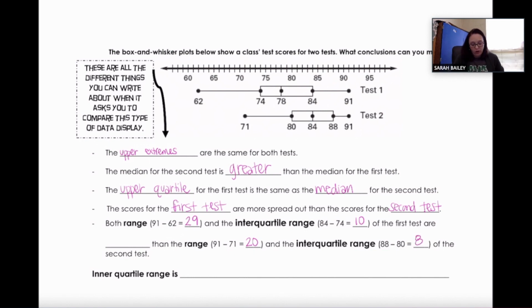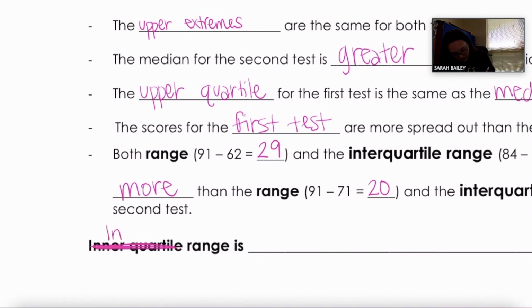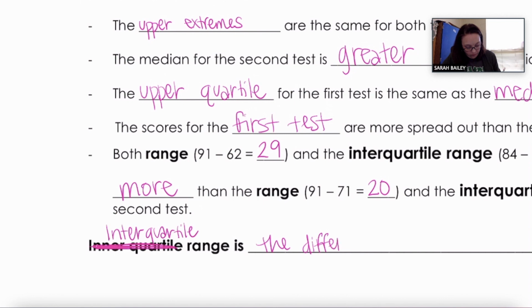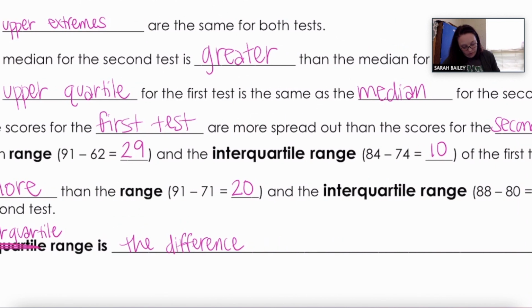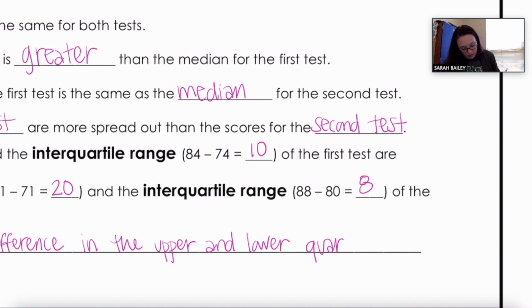So the range and interquartile range of the first test are blank, then the range and interquartile range of the second are more than. Now, there's a typo on this last line. It says inner. It should say interquartile. Let's erase that. Interquartile. It's one word. Interquartile range is the difference in the upper and lower quartiles.